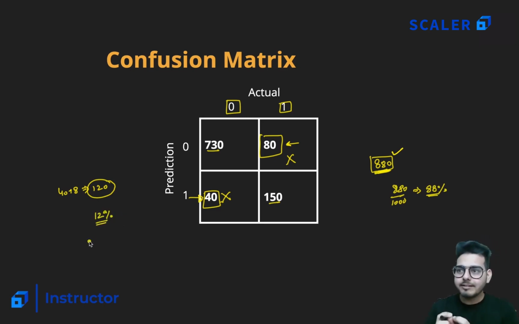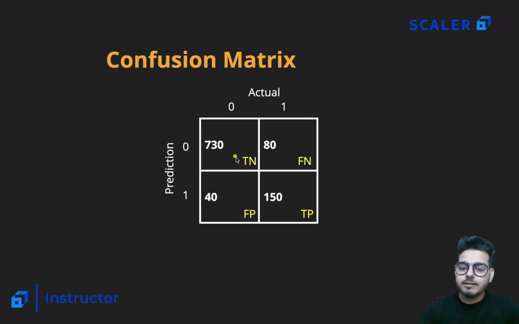Okay, let's give the terminology to the confusion matrix. Over here we have TN, FN, FP, TP. Let's understand what exactly these TN, TP, FP are. In machine learning terminology, when we have two categories, 0 and 1, generally the 0 category is termed as the negative category, negative class, or negative label. 1 is generally called the positive category or positive class.